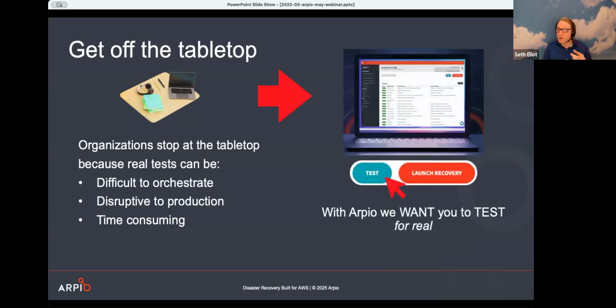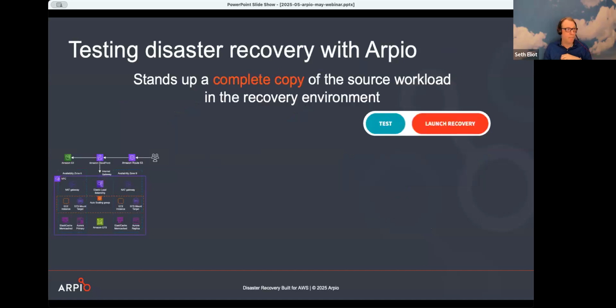RPO has the big red launch recovery button, but it has the nice, pretty green, happy test button. With RPO, we want you to test. We want you to test more than once a year. We want you to test quarterly, maybe even monthly. And let me show you how we do that.